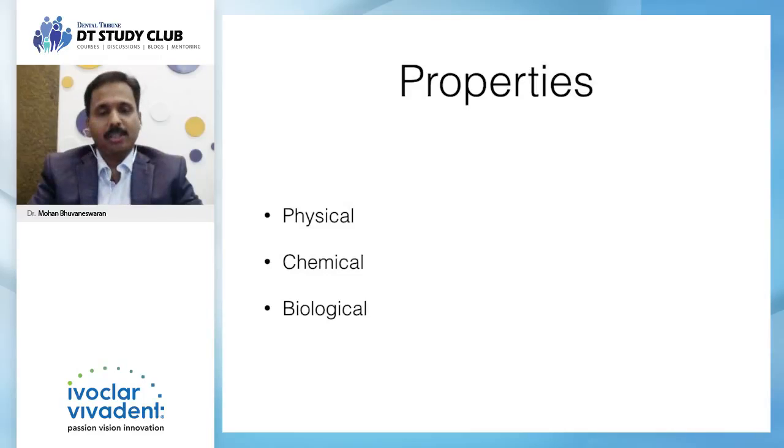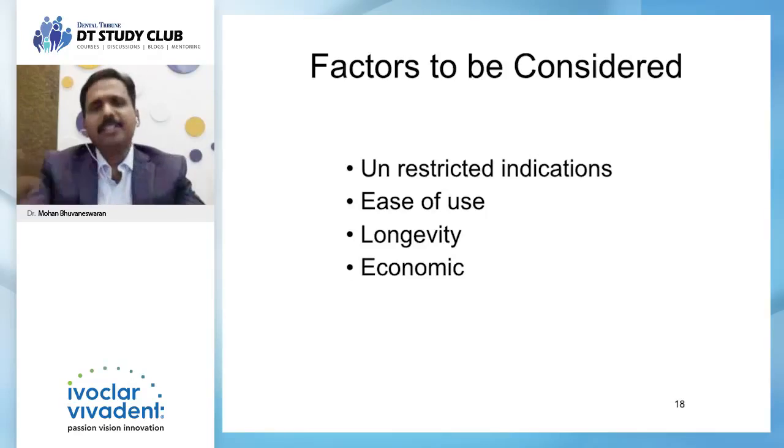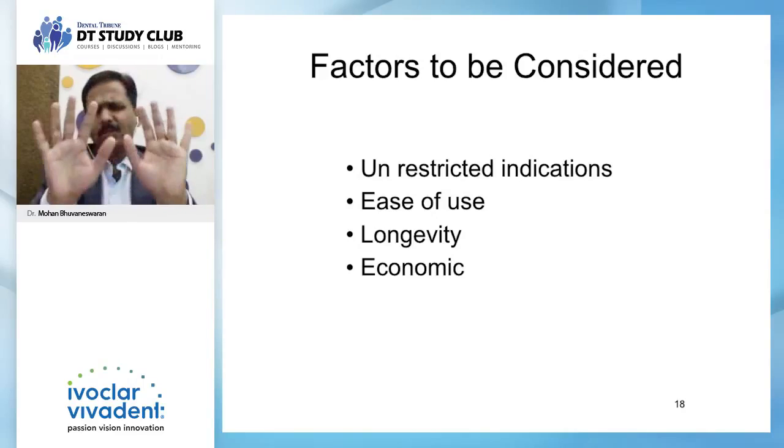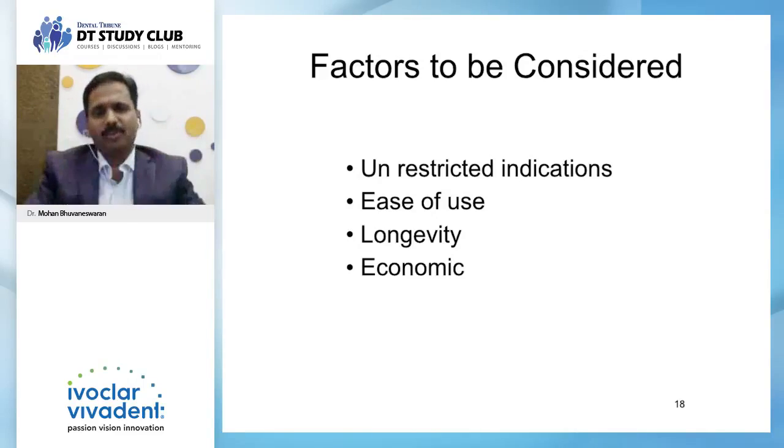So all the materials we discussed have to have optimal properties with regard to physical, chemical, and biological. And a clinician may say, okay, this is all theory. As a clinician, what do you want me to do? The factors that have to be considered are ease of use, longevity, and economics. Yes, definitely. Unrestricted means you cannot give a restricted material and say don't use it for these situations, use it only for this. No, we want at least a broader segment of indications.